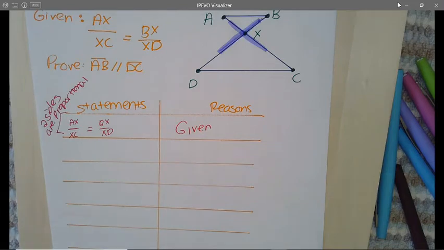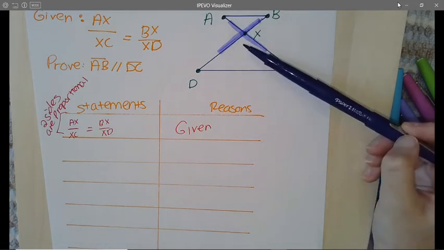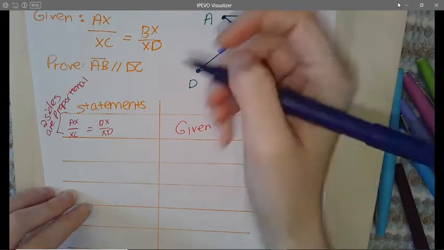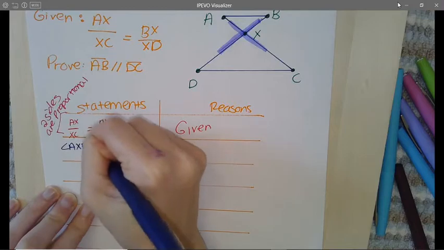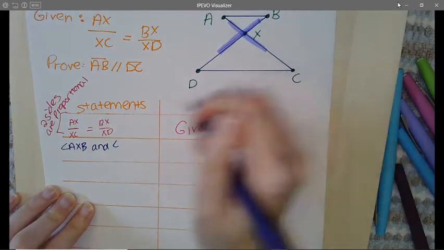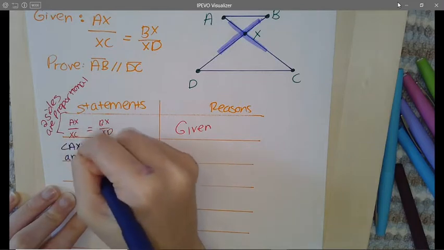Okay, so the next thing I'm going to say, first of all, I must declare that these two are vertical angles. That's the first step. So I'm going to say angle AXB and angle DXC are vertical angles.